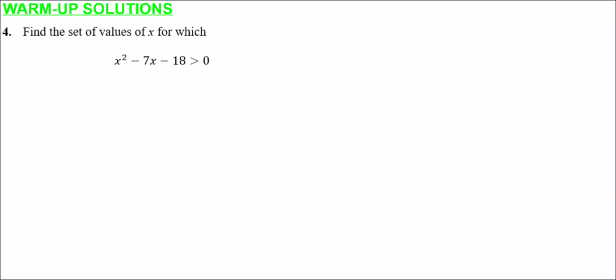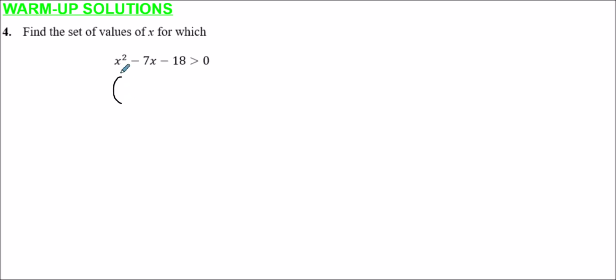Finally, question 4, a bit of just general algebra revision. Find the set of values of x for which x squared minus 7x minus 18 is greater than 0. So for this one, we can just see if this one factorizes, which it does. So two numbers that multiply to make minus 18, and when we add them give us minus 7, that's going to be positive 2 and negative 9.